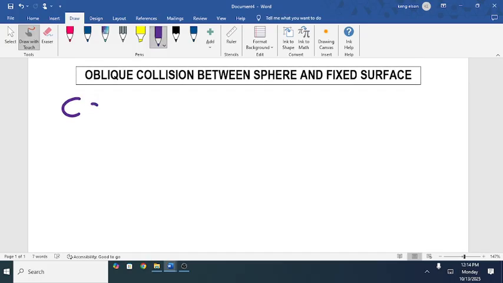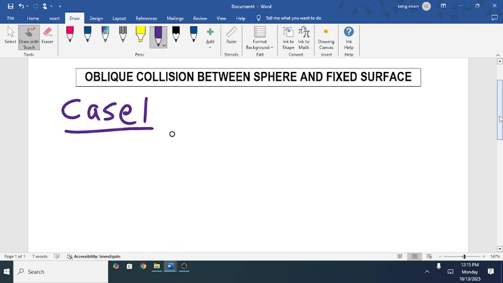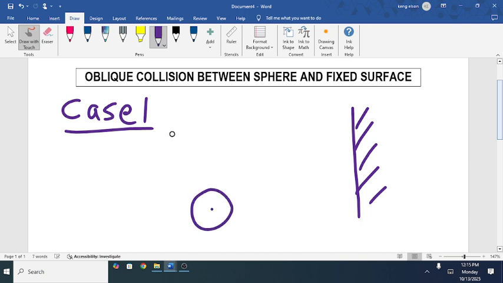For case 1, we are dealing with a vertical surface. So we have a vertical surface, and then we have a sphere. The line joining the center of the sphere and the vertical surface is horizontal. Then we have the sphere moving towards the vertical surface with an initial velocity of u.